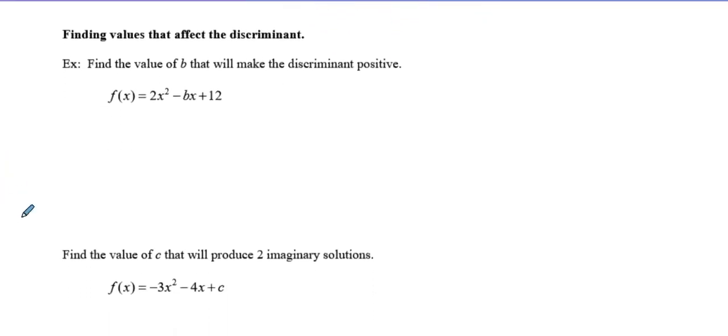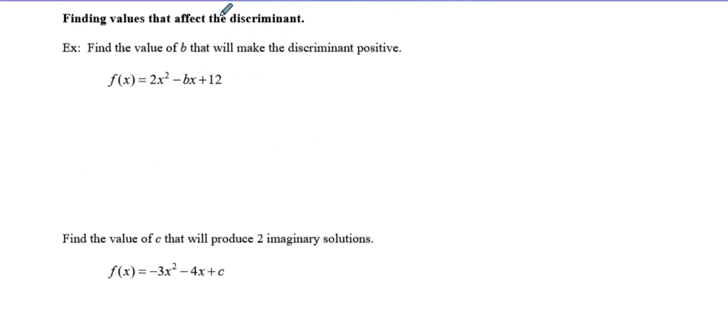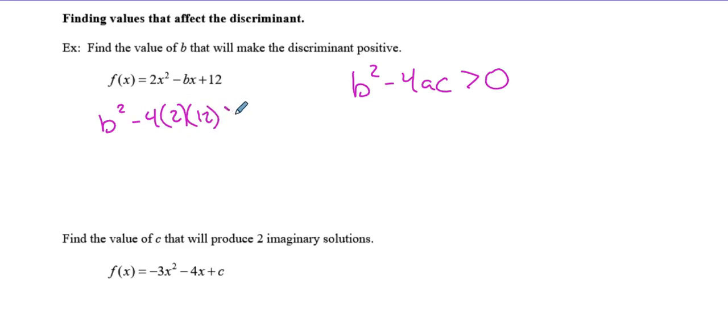Alright, the last little bit we're going to do here is finding values and how they affect the discriminant. So in this equation, I don't know the b value. So what it's asking me to do is find the value of b that will make the discriminant positive. So if my equation is b squared minus 4ac and I want it to be positive, then it has to be greater than 0. So now I can plug in the values that I do have, and make it greater than 0, and then solve for b.